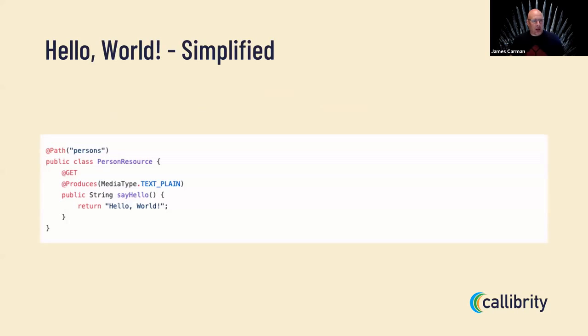So let's simplify the hello world example. We're back here again. No more response stuff. We're just saying I want to return String, and then I just say return hello world. So this becomes the body of the response. And we move the text plain declaration into this produces annotation on the method itself. Much simpler looking, much more straightforward. You're not having to build things up.